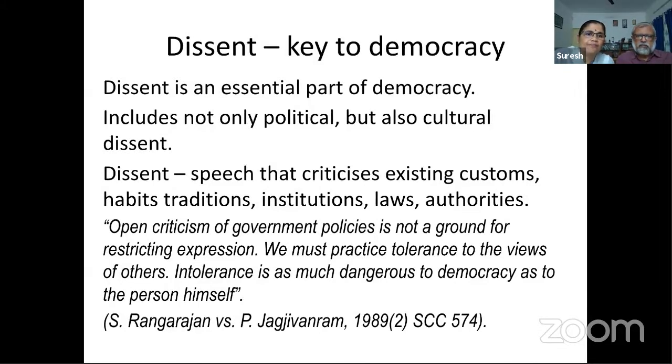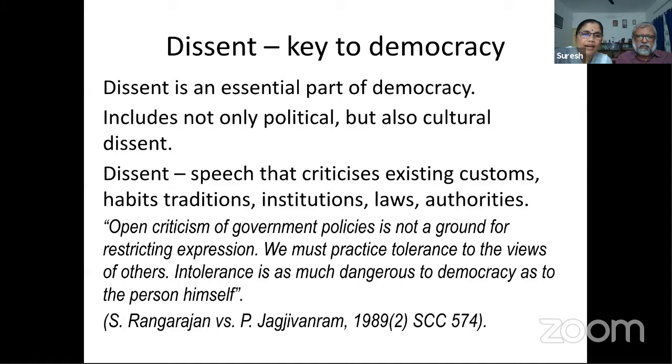And the Supreme Court of India has recognized that dissent is a very valuable key to democracy. Just to quote a judgment of the Supreme Court in S. Rangarajan versus P. Jagjeevan Ram: open criticism of government policies is not a ground for restricting expression. We must practice tolerance to the views of others. Intolerance is as much dangerous to democracy as to the person himself.